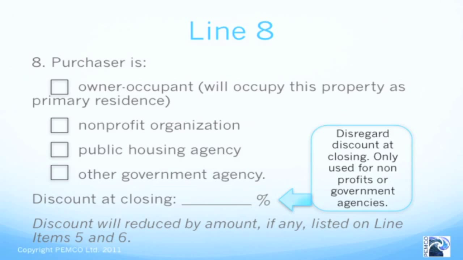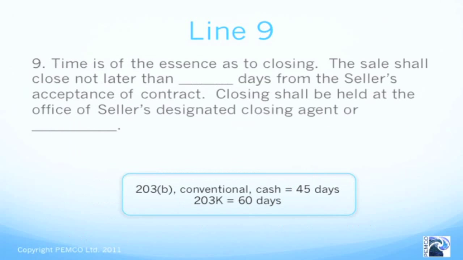On line 8, you will see the box that appropriately identifies your buyer type already checked for you because you previously identified your buyer type on the bid submission page. Disregard the small line to the right that states discount at closing. This line will only be used by nonprofits or government agencies.